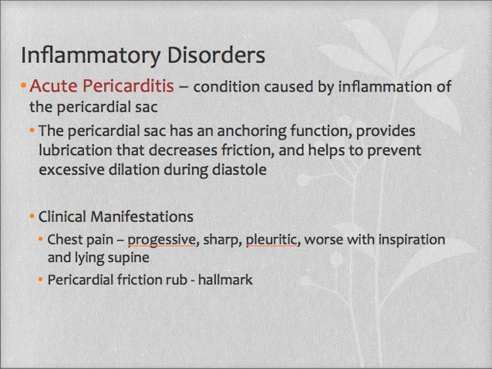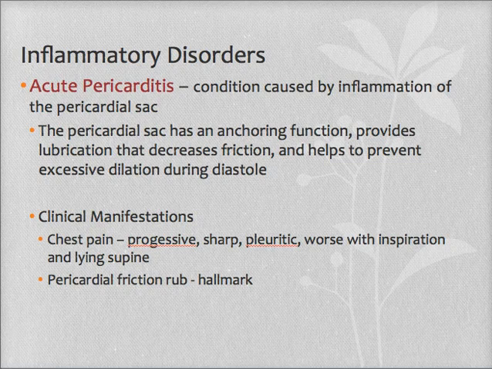All right, another inflammatory disease is acute pericarditis. So acute, meaning it's happening now, pericarditis, so peri, it's around the heart, and itis being inflammation. So this is an inflammation of that pericardial sac. The sac has an anchoring function for the heart, but it also provides lubrication so we don't have friction every time our heart beats. It also prevents excessive dilation.